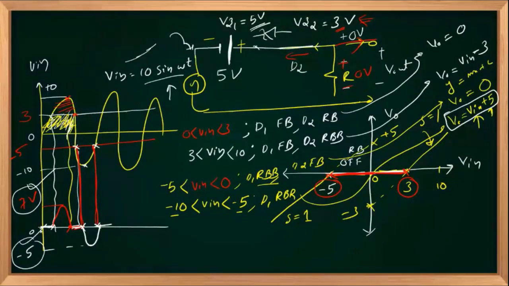And output is equal to 0 for a range of minus 5 to plus 3. That you can observe here. This is plus 3 and this is minus 5. During the entire range, Vout is 0. So this is the transfer characteristics of the given circuit.